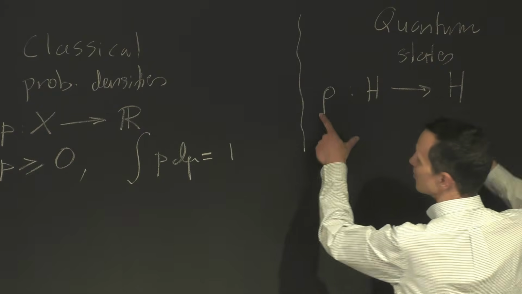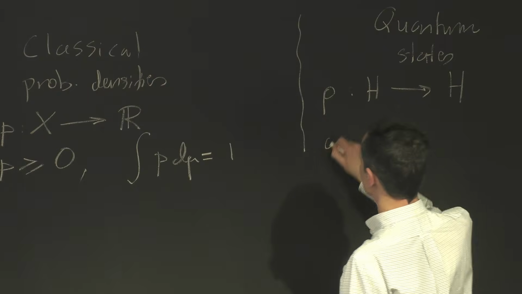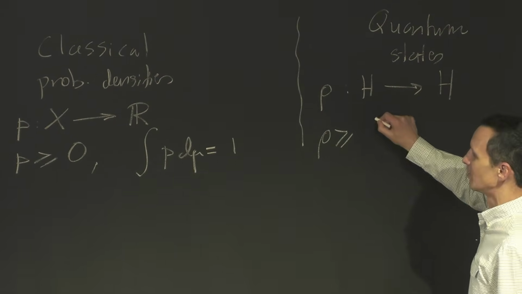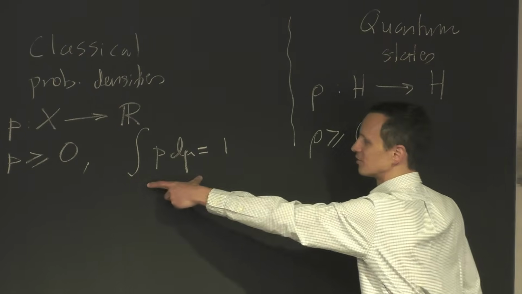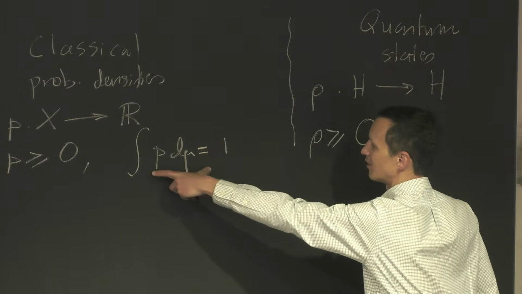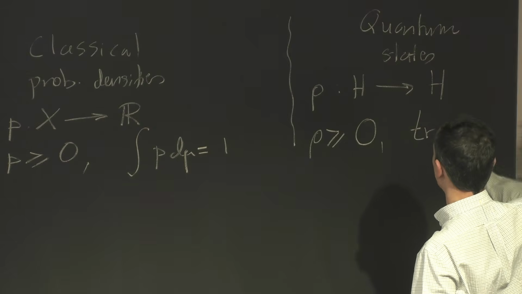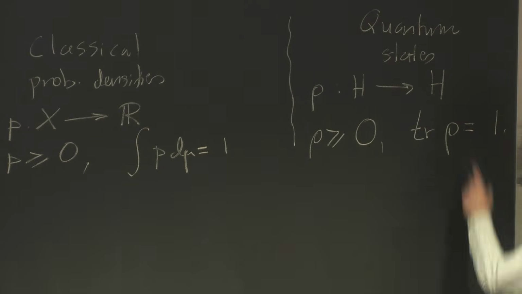These are linear operators on a Hilbert space, but they're operators which are positive in the sense of being positive definite operators. Think of it as analogous to the notion of a positive definite matrix. And the analogous condition of integrating to 1 is that they have trace equal to 1. So they're trace class operators that are normalized in this way.